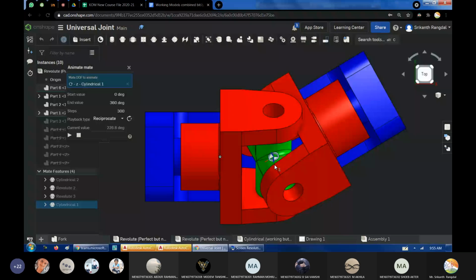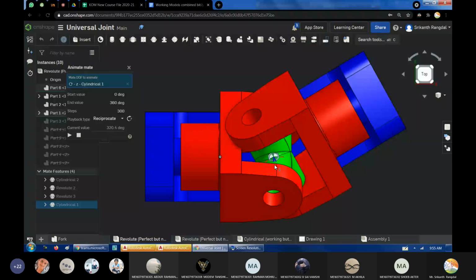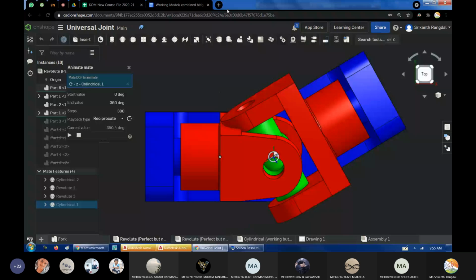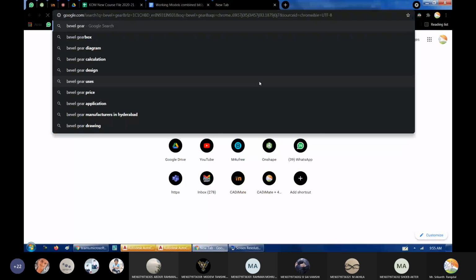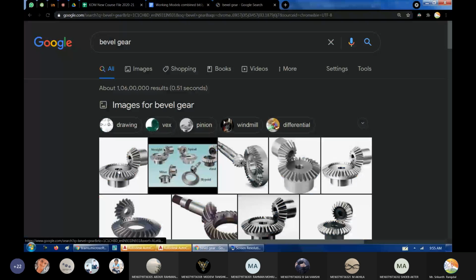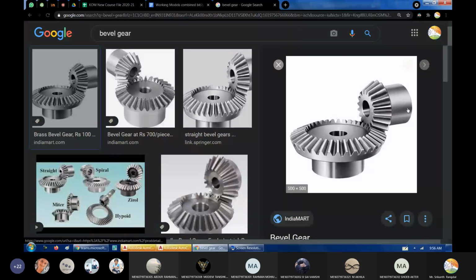Bevel gears. They are called bevel gears. Let me show you how the bevel gears appear. These are the bevel gears. Can you see that? Yes, sir. So these are called bevel gears.